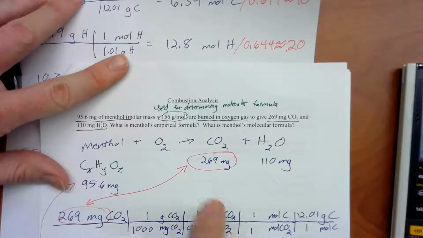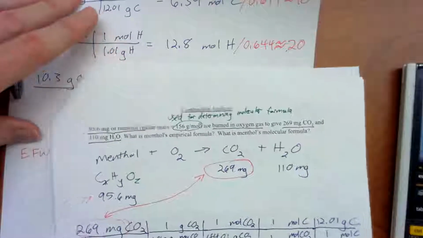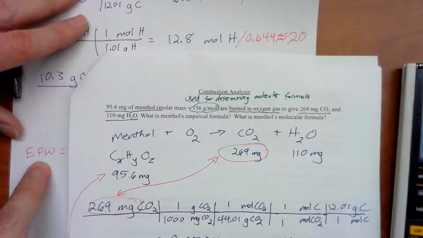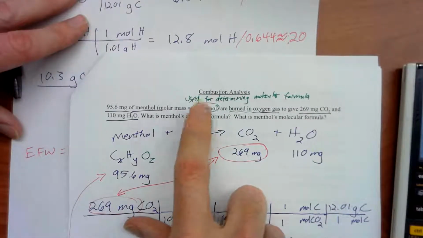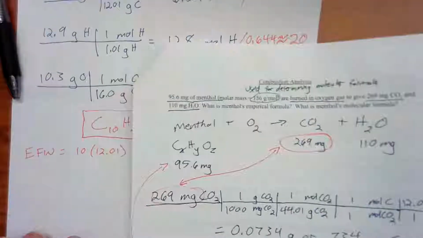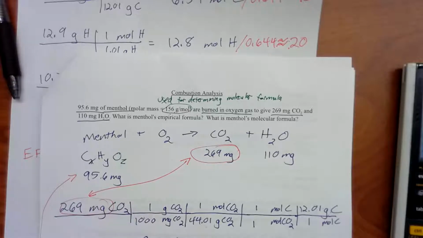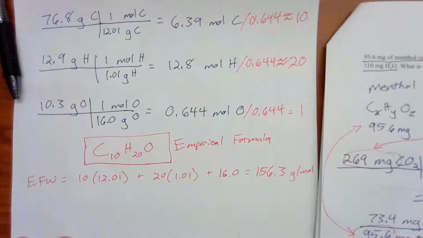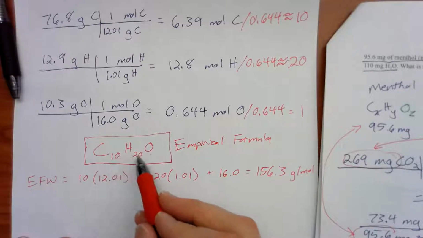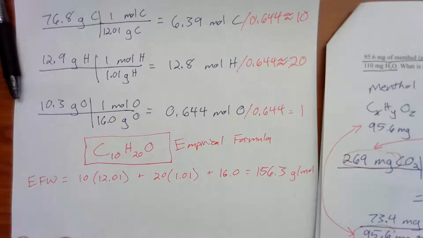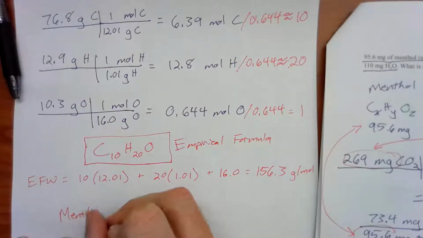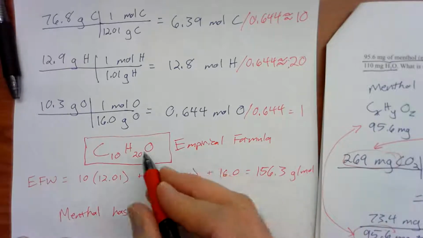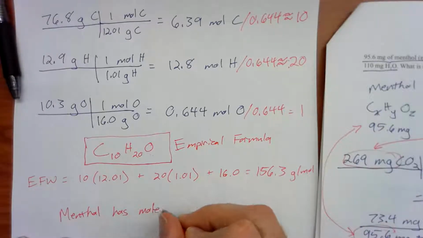The empirical formula weight, or the EFW that you find, should be a multiple of the molar mass given. So if, for example, it told you the molar mass was 312, which is twice as much, you would need to multiply all the subscripts by 2, if that makes any sense. So just for this case though, menthol has empirical formula of this and a molecular formula of C10H20O.